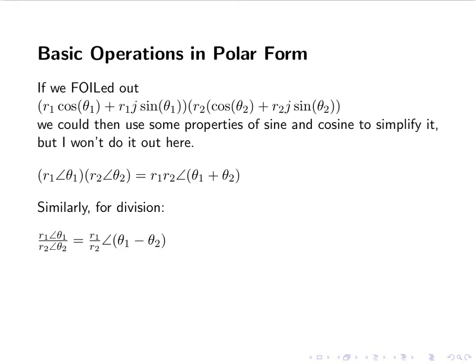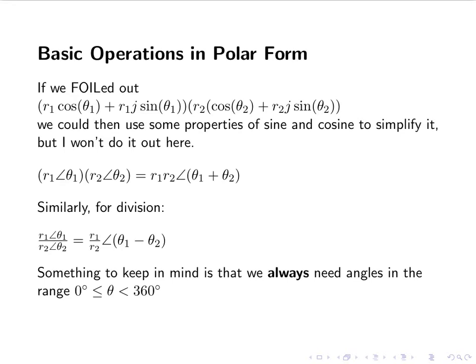Similarly for division, I would divide my r's and subtract my thetas. So I'd have r1 over r2 with an angle of theta 1 minus theta 2. Something to keep in mind is that we always need our angles in the range of 0 to 360. So if we have a negative angle, we need to find the corresponding coterminal angle that is between 0 and 360. And if my angle is over 360, again, I need to find that coterminal angle.